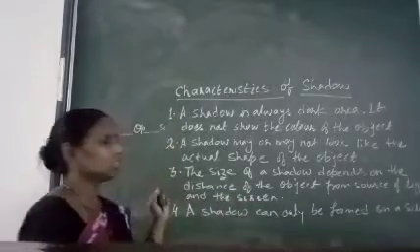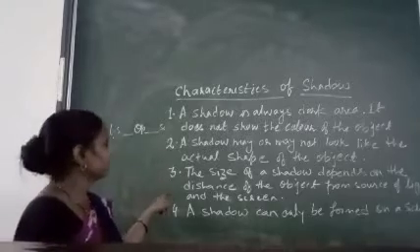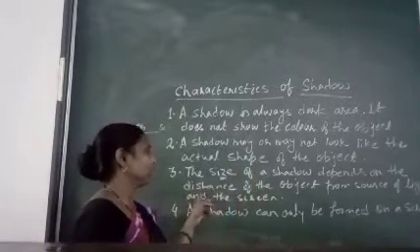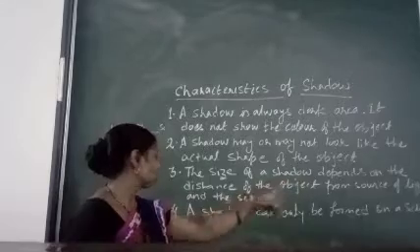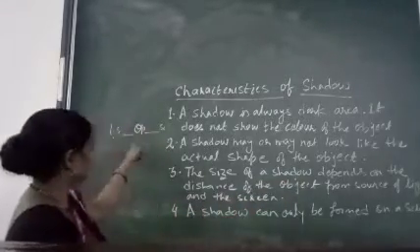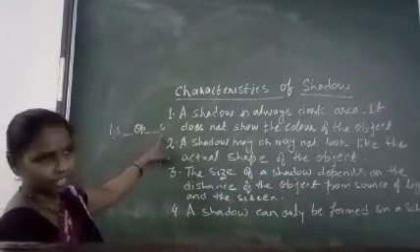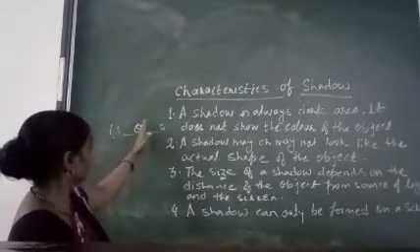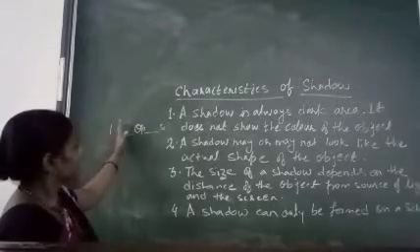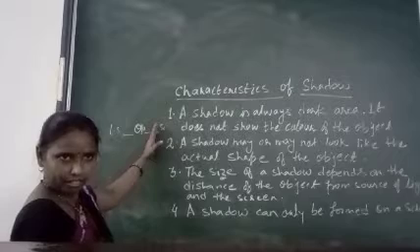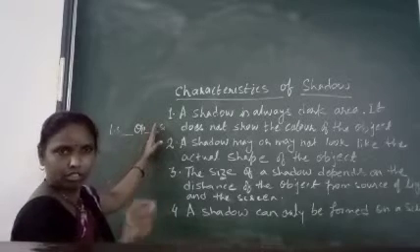Okay, so this is the third characteristic: the size of the shadow depends on the distance of the object from the source of light and the screen. As I told you, the distance between the source of light and the screen matters. If you go closer to the source of light, the shadow will become long and greyish in color, and the edges are not clear.